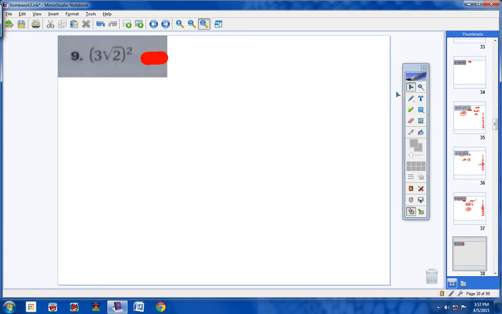Alright, number 9. Now, be careful on this one. 3 square root of 2 squared. Look, if I had 5 squared, that simply means write the 5. How many times?